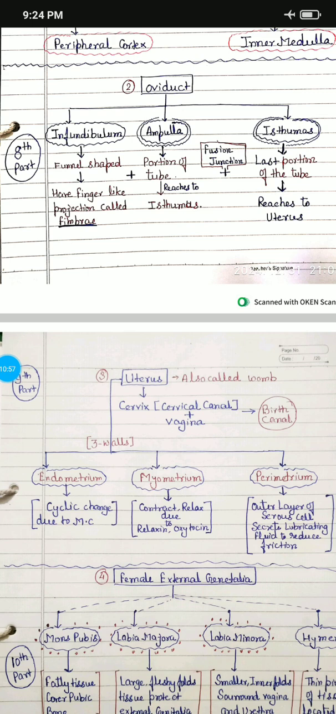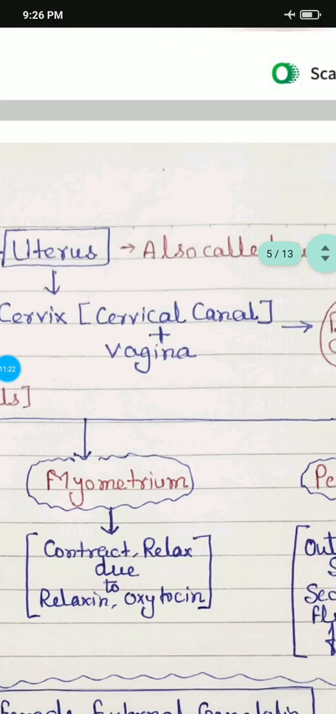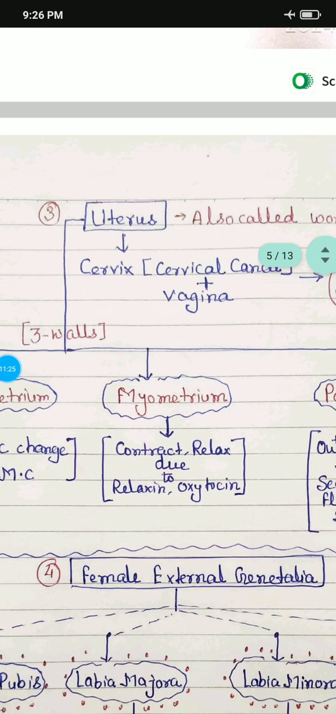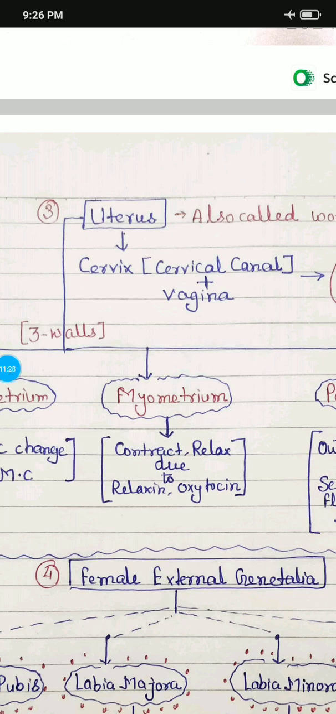The uterus consists of three walls: number one endometrium, number two myometrium, number three perimetrium. The endometrium undergoes cyclic changes due to the menstrual cycle. The second part is the myometrium. The myometrium contracts and relaxes, because hormones called relaxin and oxytocin are released for contraction and relaxation of this middle layer, the myometrium.